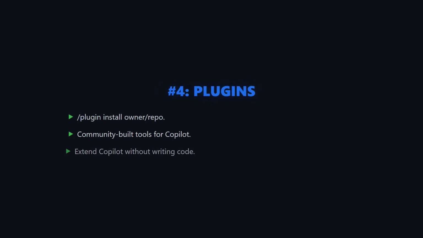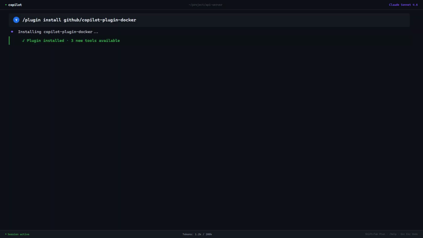Feature 4. This is the one that surprised me the most. Plugins. /plugin install. And you add community-built tools to your Copilot. No code required. The plugin ecosystem is growing fast. /plugin install. 3 new tools.